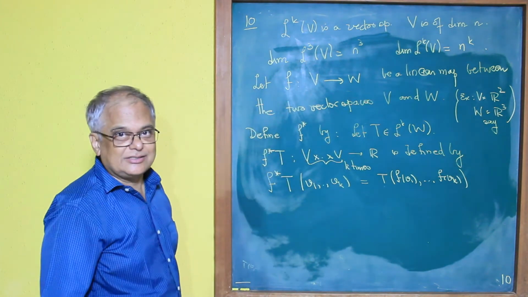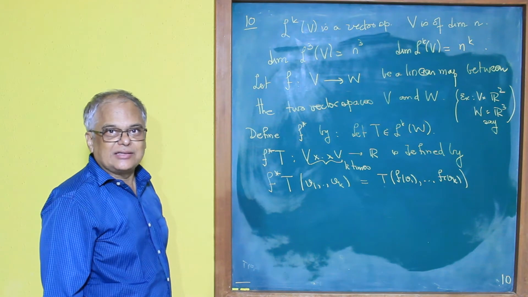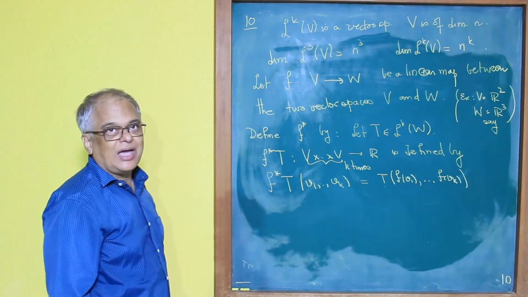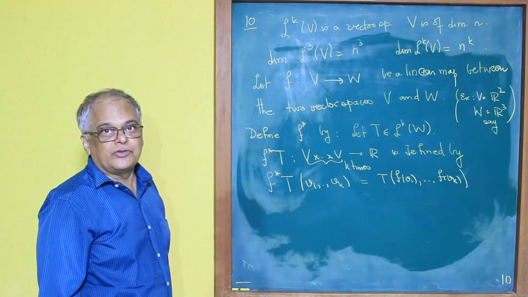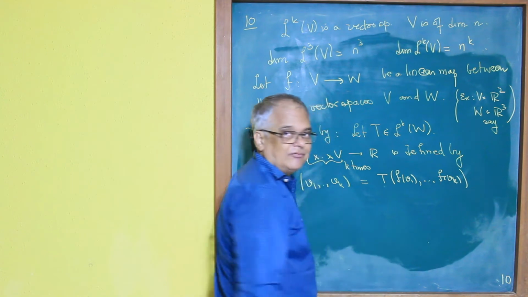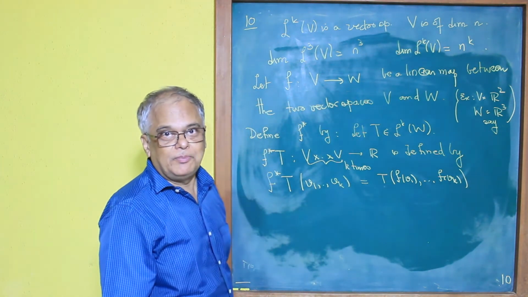First of all, let's just understand that the thing that I've written on the right hand side makes sense. Where is f of v1? F is a map from V to W. So f of v1 is an element in W. Similarly, f of v2 and f of vk. So these are k vectors in W.